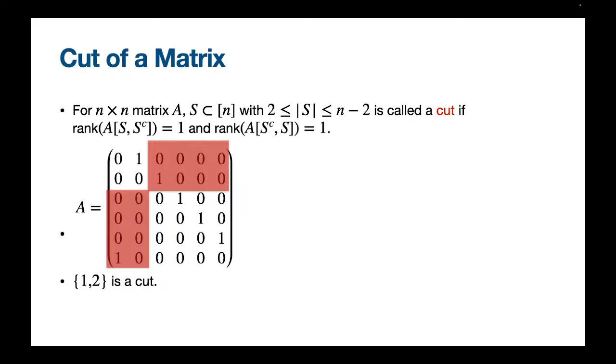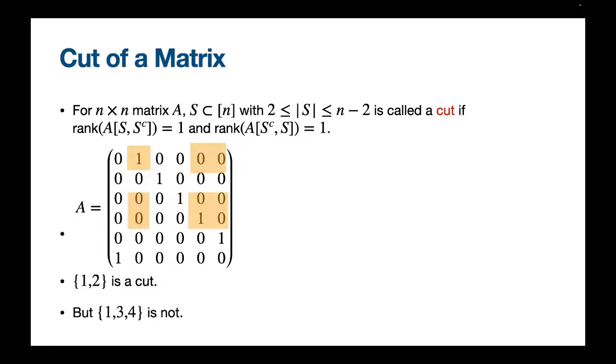So here is an example. We consider this set {1, 2}, then these two submatrices are presented in red, and both of them have rank 1 because there is only one non-zero entry. However, if we see another set like {1, 3, 4}, then this second submatrix is given in orange, and we can see that it does not have rank 1, so this is not a cut.